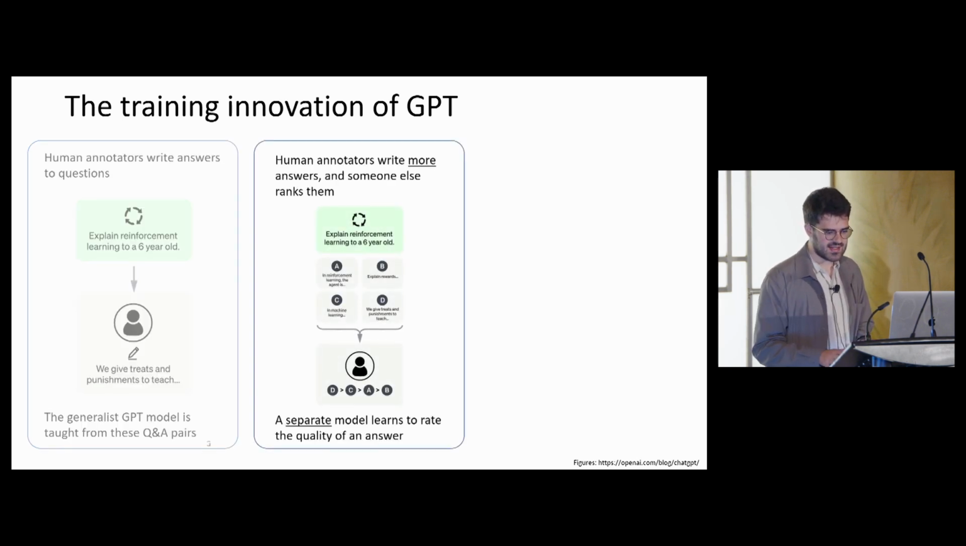In the second step, human annotators write more answers to the same questions, so that we have a handful of answers for every single question. And somebody else ranks the quality of those answers from best to worst. OpenAI trains a completely separate model, which just learns to rate the quality of an answer based on the question. Again, this model is actually distinct from GPT. All it's doing is taking in a question and response and giving a score indicating how good that response is. This is the reward model. It rewards GPT for good answers.